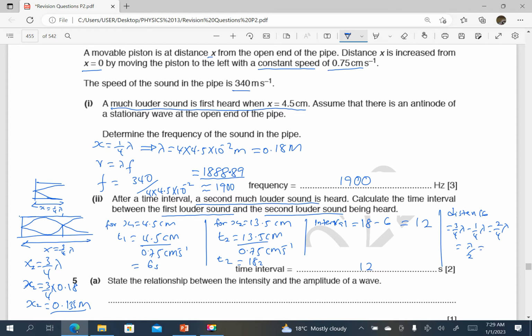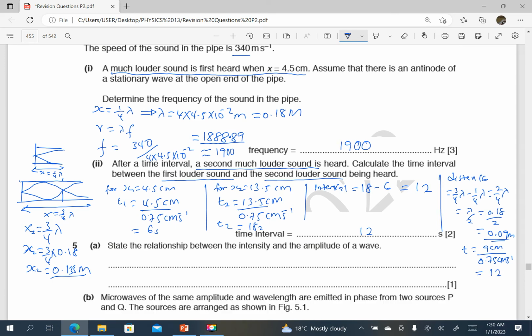And remember, the wavelength is 0.18. So this is 0.18 divided by 2, which is 0.09 meters. That is the distance between the first and the second. So it means now the time is easy, because we have the distance between them. So it will be 0.09, that is distance over speed. The speed is given in centimeters, so I can change this to centimeters so that the calculation is easy. I'll just multiply 0.09 by 100, so it becomes 9 centimeters divided by 0.75 centimeters per second. And this still gives you 12 seconds.